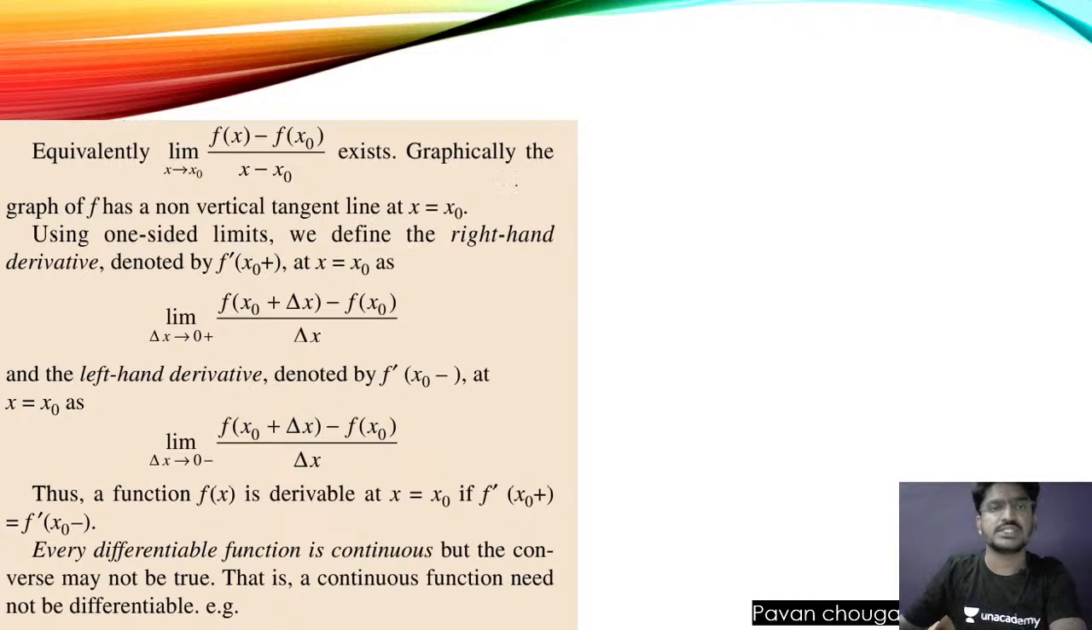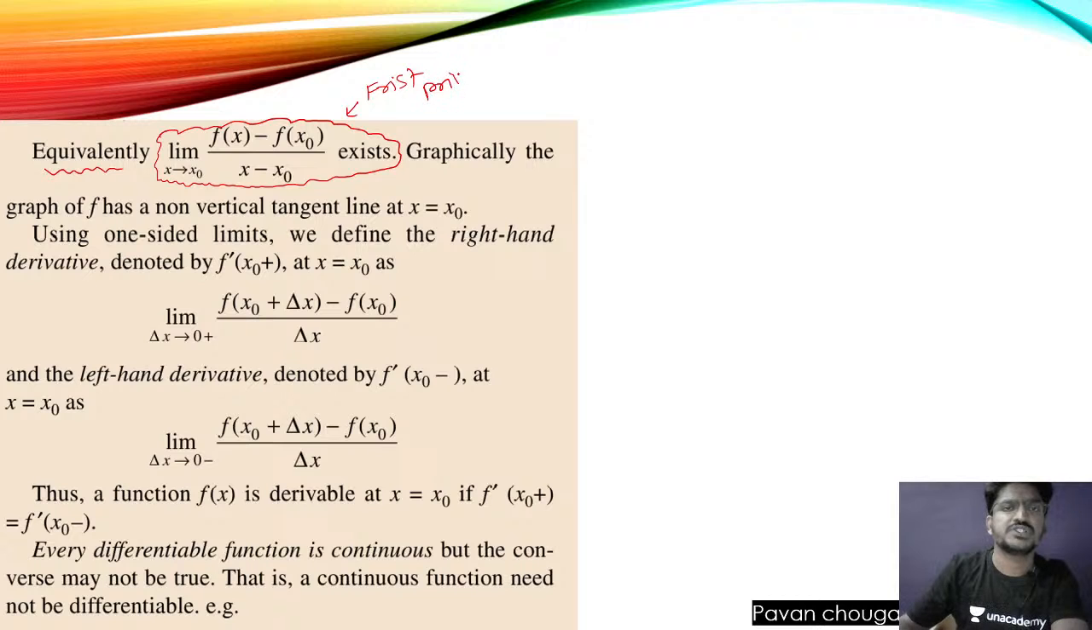Okay, here you can see, equivalently limit x tending to x naught exists. That means nothing but your first principle method from your 11th class. First principle method of 11th class. Please remember it. Graphically, then the graph of f has a non-vertical tangent line at x equal to x naught. So that is what we have already discussed in the previous slide.